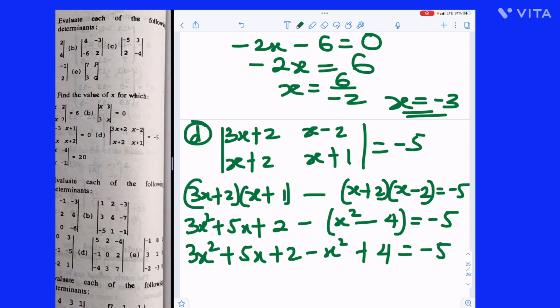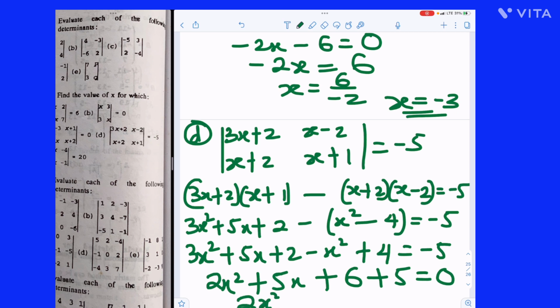If you put the terms in x together, 3x squared minus x squared, you get 2x squared. 5x is alone, no other term in x. Then 2 plus 4 is 6. Bring minus 5 to the left, it will give you plus 5, so 6 plus 5 is 11. That means you have 2x squared plus 5x plus 11 is equal to 0.